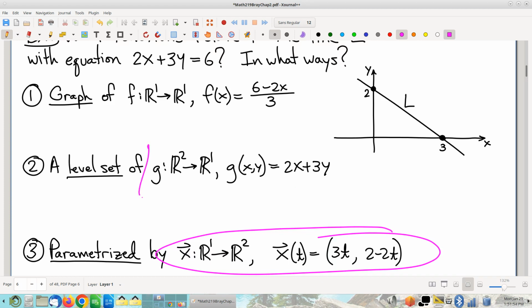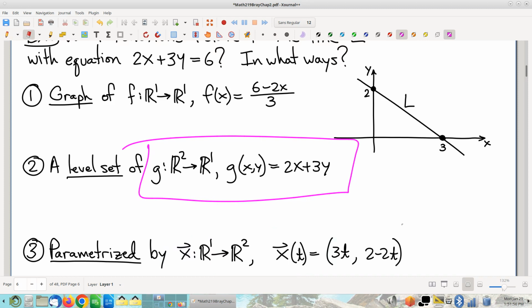So this is a function for which one of the level sets is the given line. If that's all the question asks, then that's all you've got to give me. Okay, so the parameterization, this is, again, kind of old news.